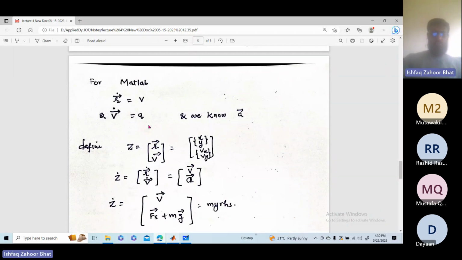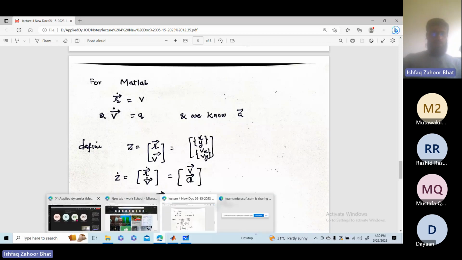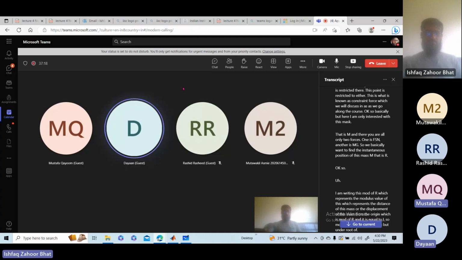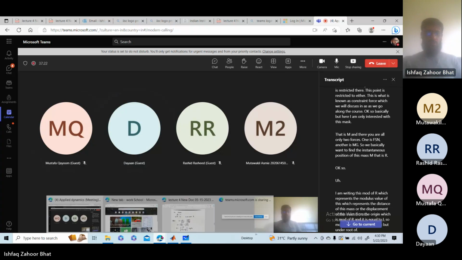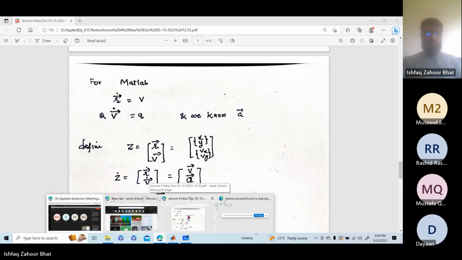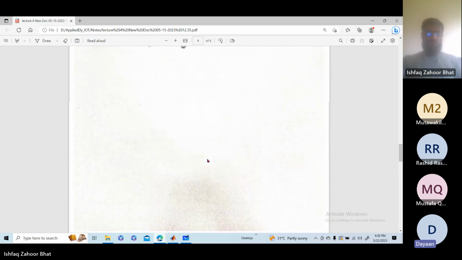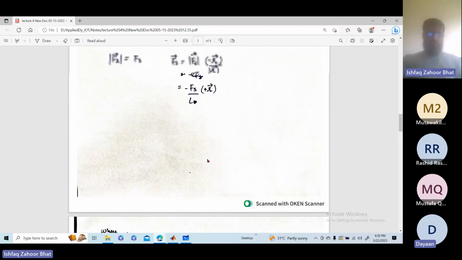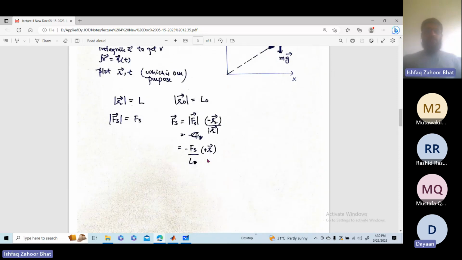So before shifting towards MATLAB, anybody having any question or confusion, he can tell it. Anybody having any confusion? Okay, Dayan, you can go ahead, and then Mustafa will tell. Sir, are we assuming that it will always be traveling in a sort of a circle, or it will change its length?